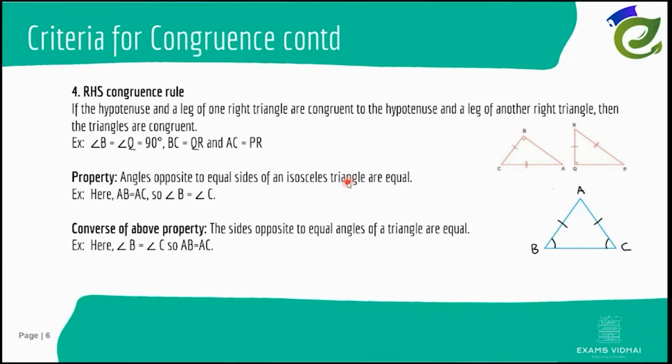Let's move to another property which says that in case of isosceles triangle, if two sides are equal, then the opposite angles will be equal. Over here, AB equal to AC, so angle B equal to angle C. The angle should be opposite to the side. The converse of this property is also true. If two angles are equal, then their opposite sides are equal.